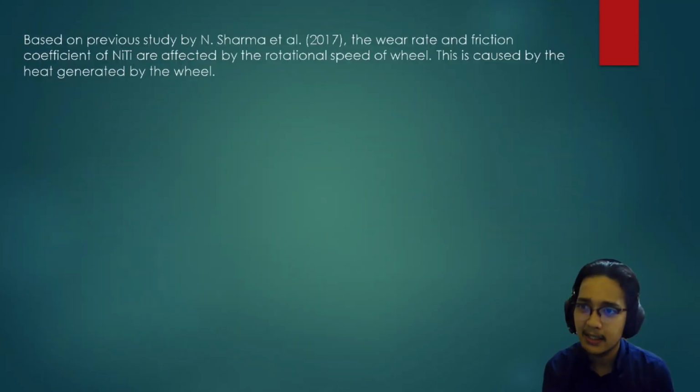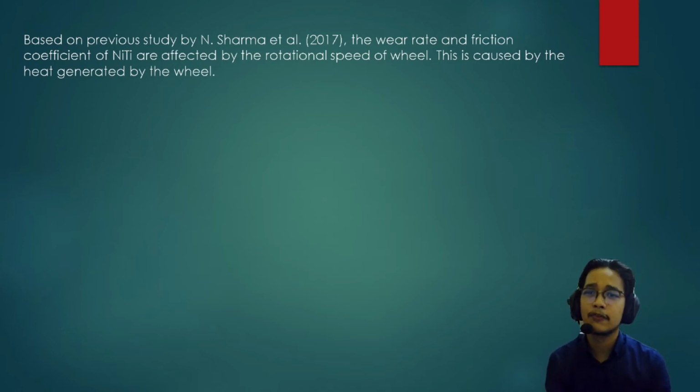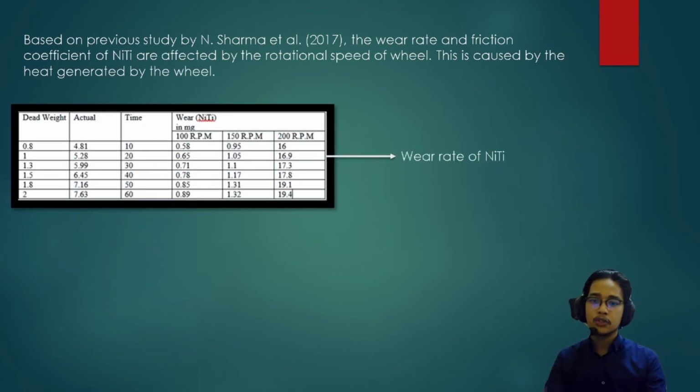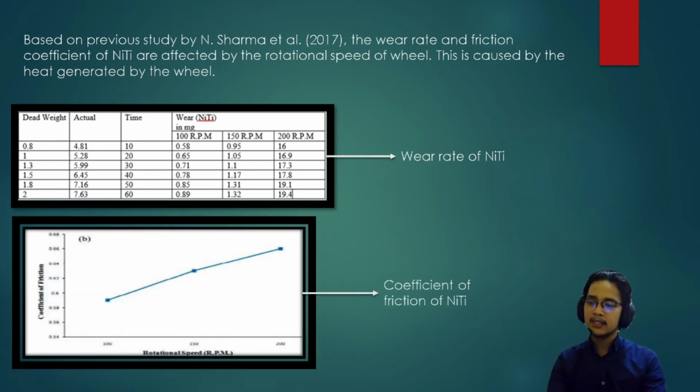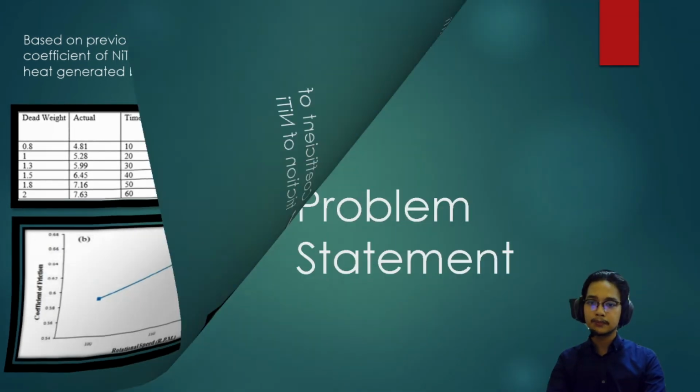Based on a previous study by Sharma in 2017, the wear rate and friction coefficient of nickel titanium are affected by the rotational speed of the wheel. This is caused by the heat generated by the wheel. This table shows the wear rate of nickel titanium. As we can see, as the RPM, or rotational speed of the wheel, increases, the wear rate also increases. And this is the graph of the coefficient of friction of nickel titanium. As the rotational speed increases, the coefficient of friction of nickel titanium also increases.